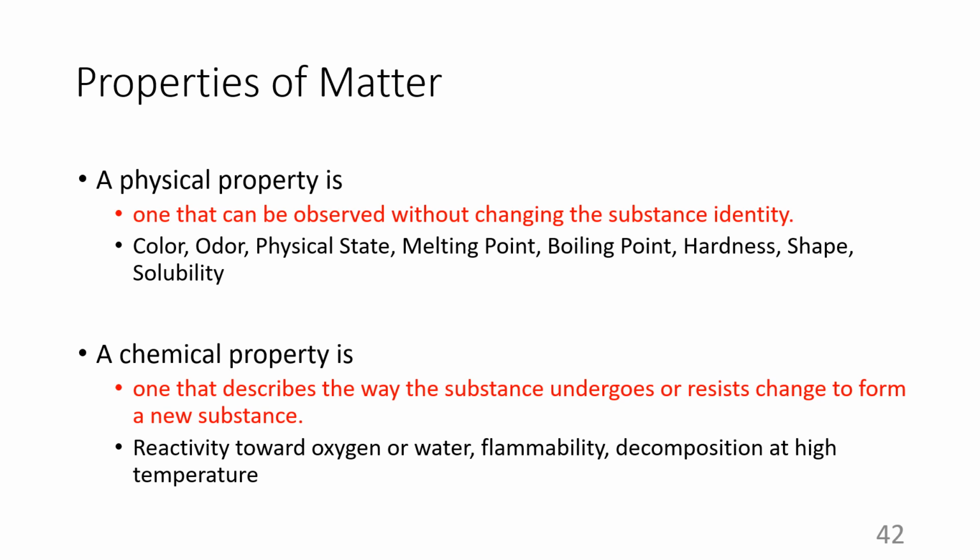When measuring a chemical property, now you're describing the way that the substance undergoes a chemical change to form a new substance. Examples include the reactivity toward oxygen or water. So if you take a reactive metal, combine it with oxygen, that metal will turn into a metal oxide. Or the flammability. So when you try to ignite the sample, does it catch on fire and burn? Through the burning process, it will change its identity. And finally, decomposition, as the name implies, you have one substance and it's decomposing, breaking down into two or more other substances. Physical properties don't change the substance's identity, and chemical properties do change the substance's identity.